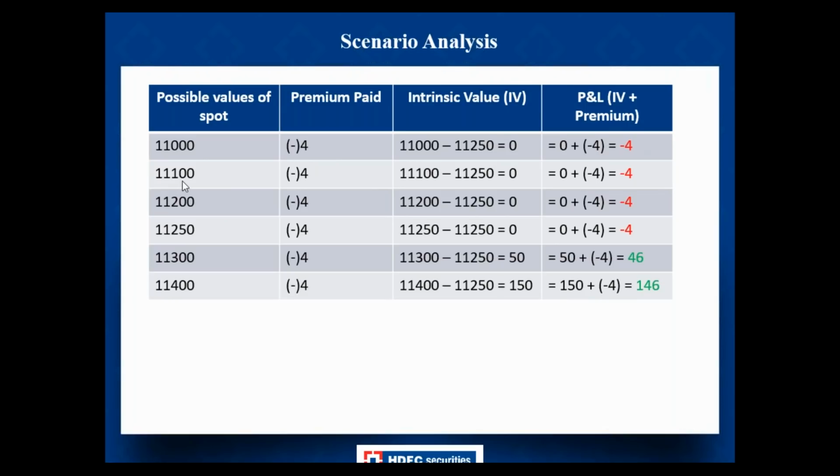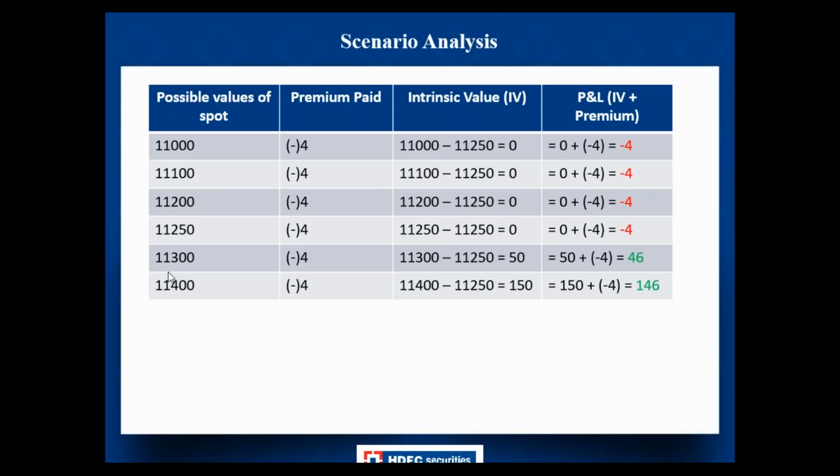Similar is the case for 11,100. Even 11,100 as a spot is lower than 11,250. Hence your intrinsic value is 0. Your loss is again just 4 rupees. Similarly, you keep on going. 11,200, again only 4 rupees. 11,250, only again 4 rupees.